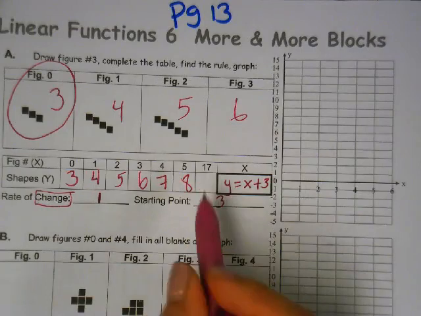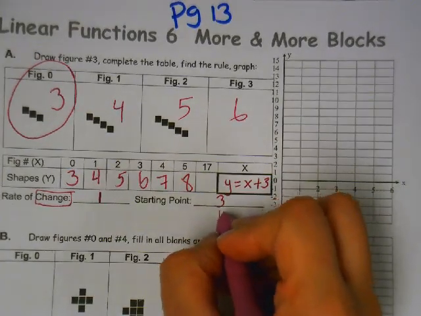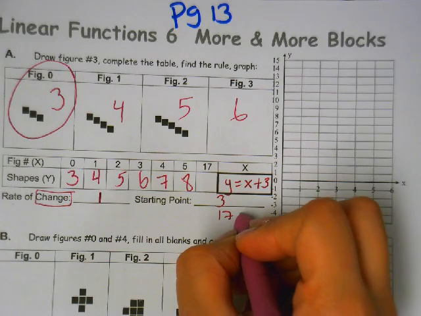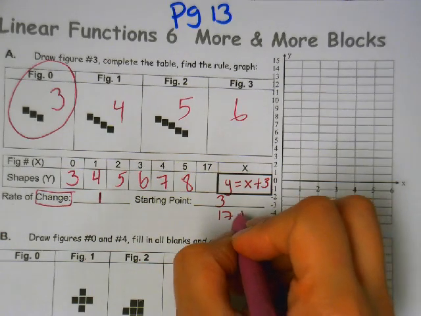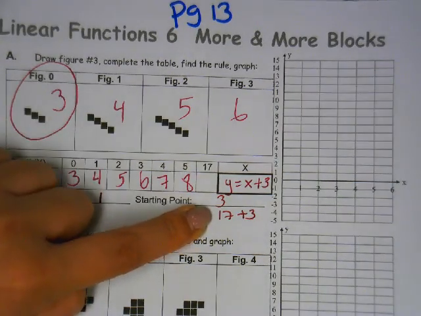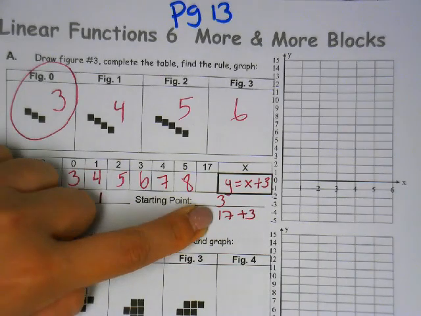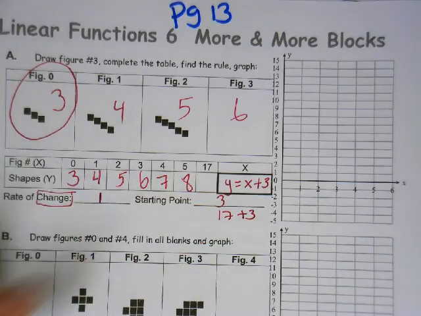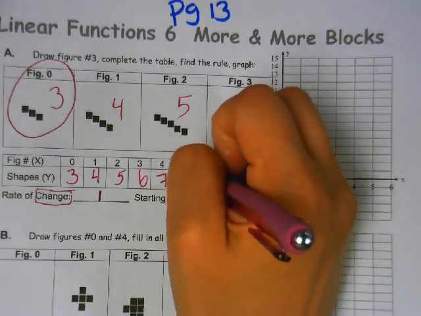Okay, how do I solve for 17? No. 17 plus 3. Not times 3, plus 3. Because it's 17 times 1, which is just 17, right? Then plus 3. So you plug it in. Wherever you see x, you're going to plug in 17. 17 plus 3 is? 20.